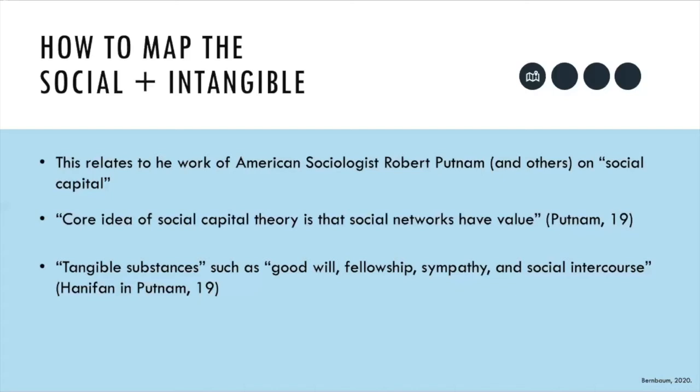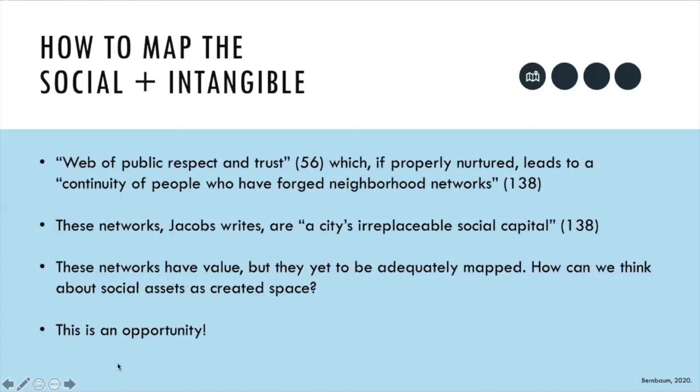Then, in The Death and Life of Great American Cities, Canadian American writer and urbanist Jane Jacobs herself writes that social capital is the sum of casual public contact between people in a city that creates a web of public respect and trust, which, if properly nurtured, leads to a continuity of people who have forged neighborhood networks. These networks, Jacobs writes in her books, are a city's irreplaceable social capital. So these networks have value, but they have yet to be adequately mapped.